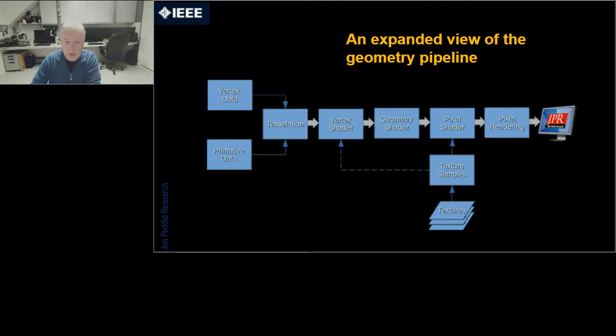There we go. So it's vertex data and primitive data goes in, and then we can tessellate it if we have that hardware or that capability. Then into the vertex shader, through a geometry shader, finally to the pixel shader, and out to the image itself. So this is the basic pipeline that still exists today, and did exist back, all the way to the 70s, but in less integrated form.